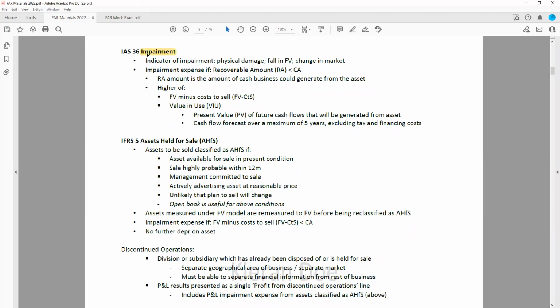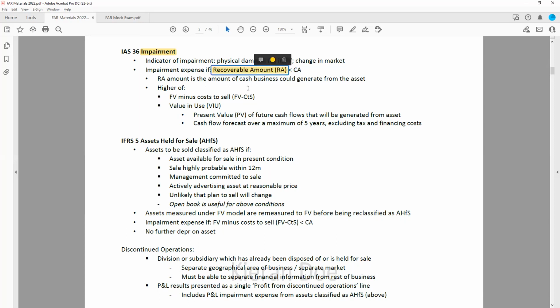So we do this impairment test and we consider whether the asset is impaired if there's an indicator of impairment. So if there's physical damage, if there's a fall in the fair value, if there's a change in the market that the asset is used for. So if it's a piece of machinery used to make a certain product or service, and there's a change in the market, so there's going to be less demand for that product or service. So it'd be an impairment expense if its carrying amount is higher than what we call its recoverable amount.